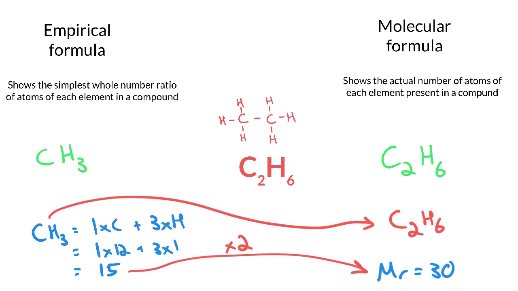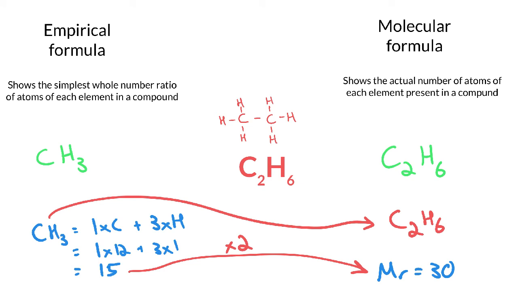So just to summarize that again, the empirical formula gives you the simplest whole number ratio of atoms which are present in a compound, whereas the molecular formula gives you the actual number. So to go from your molecular formula to your empirical formula, it's just a simplification, okay, making sure you're simplifying everything down by the same number.